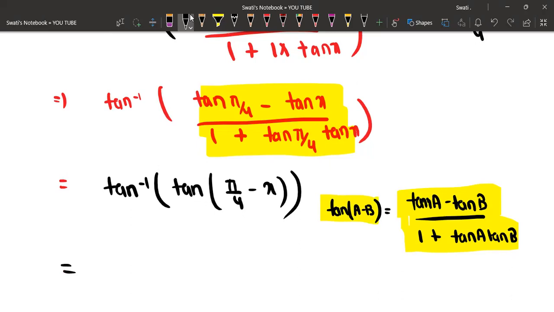Now there is a formula that we know that tan inverse tan theta is theta. So using that formula, it will simply become theta, and in the place of theta, we have pi by 4 minus x. So therefore, the answer is pi by 4 minus x.